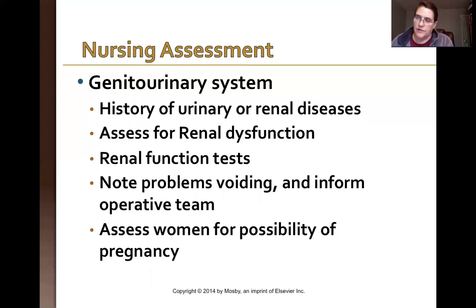All right, let's talk about the genitourinary system. We need to know if there's any kind of history of urinary or renal diseases, and we need to do an assessment for renal dysfunction. We may actually need to do some renal testing. We're going to look for fluid and electrolyte imbalances. We would look for an increased risk.